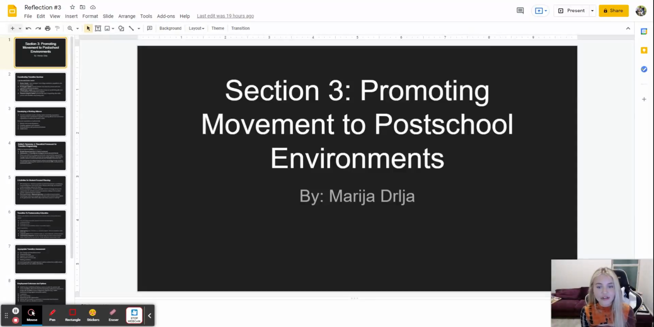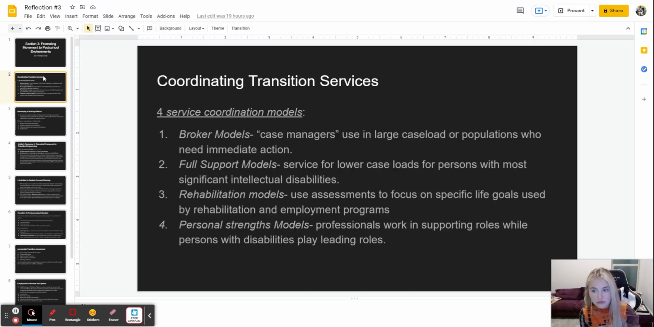Hi, today we're going to be going over Section 3, which is promoting movement to post-school environments. Coordinating transition services. There are four services in coordinating these models.